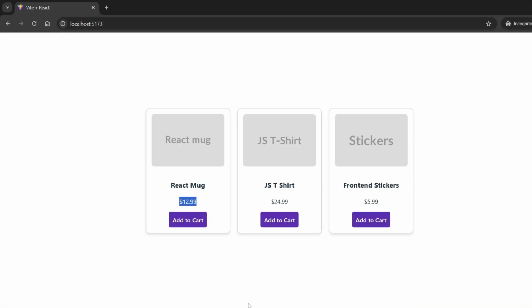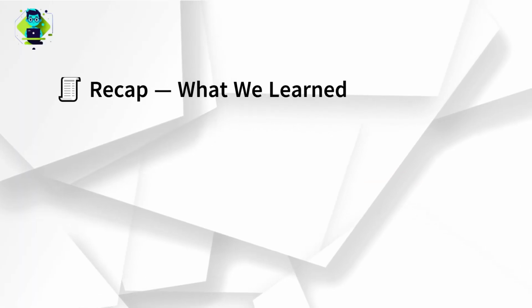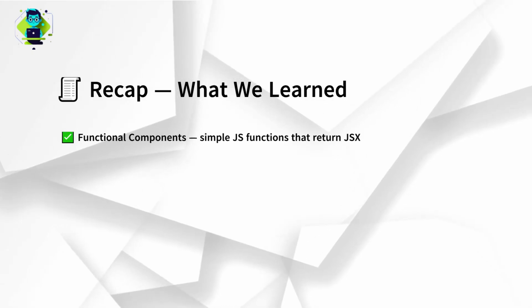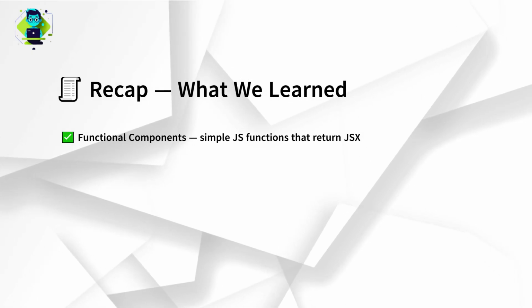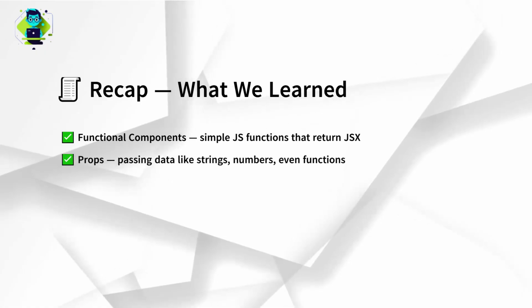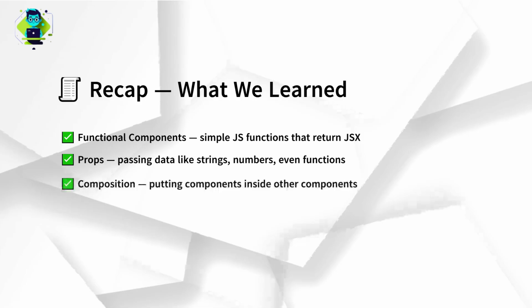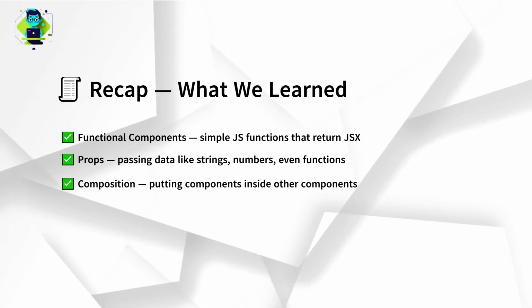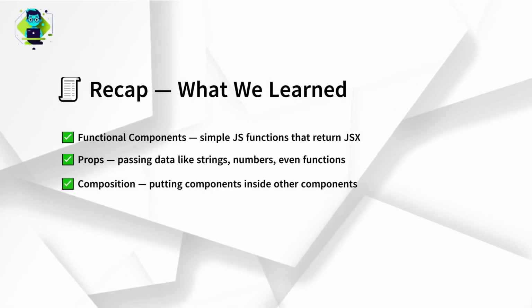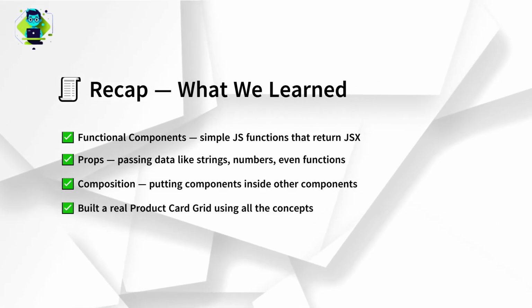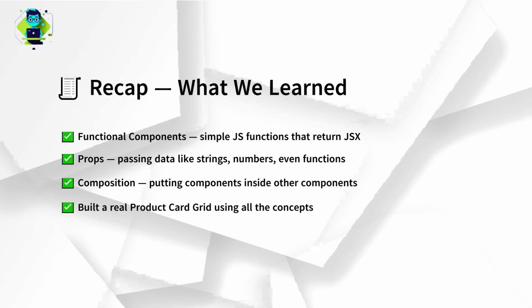So yeah, that's it. Recap time. What we have learned today. Functional component: a simple JS function that returns JSX. Then we learned about props, basically passing data like strings, numbers, even functions. Then we learned about composition, which is putting components inside other components. And at last, we built a real-world product card grid using all the concepts.